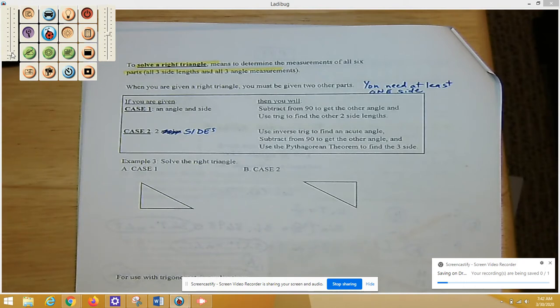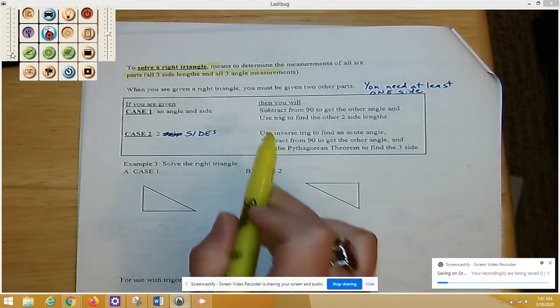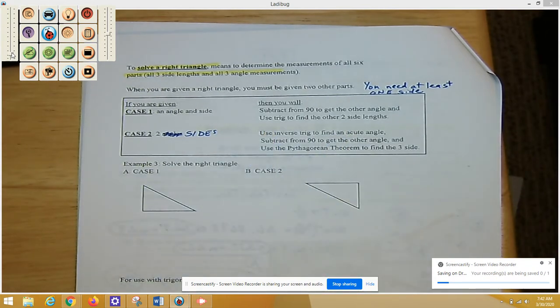So you need at least one side. You could be given an angle and a side. If that's the case, you would subtract from 90 to get the other angle, and then use trigonometry to get the other two side lengths. And that's what we did in the first week.